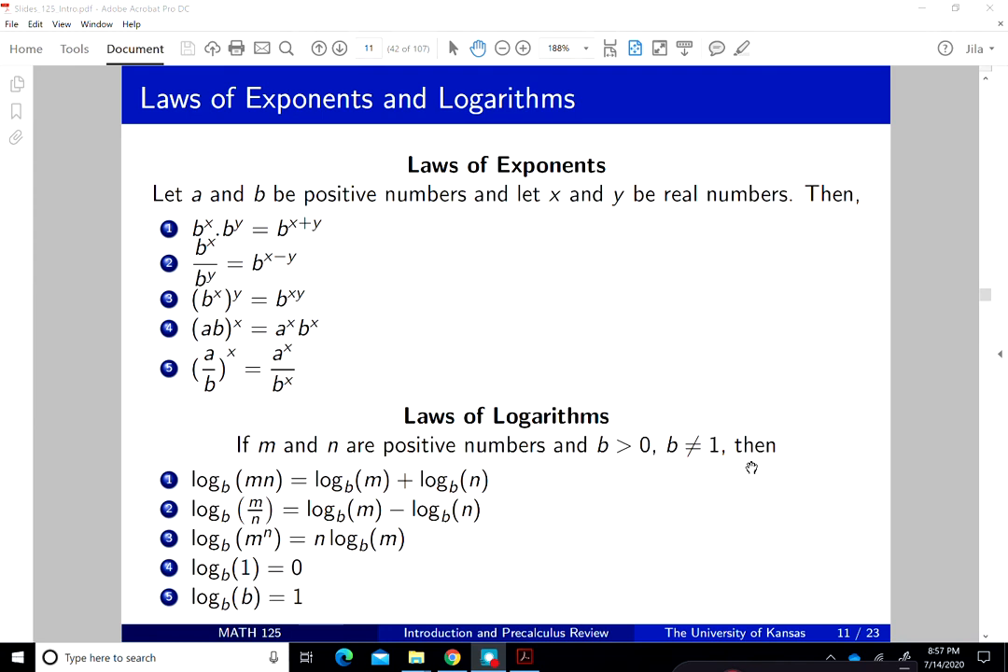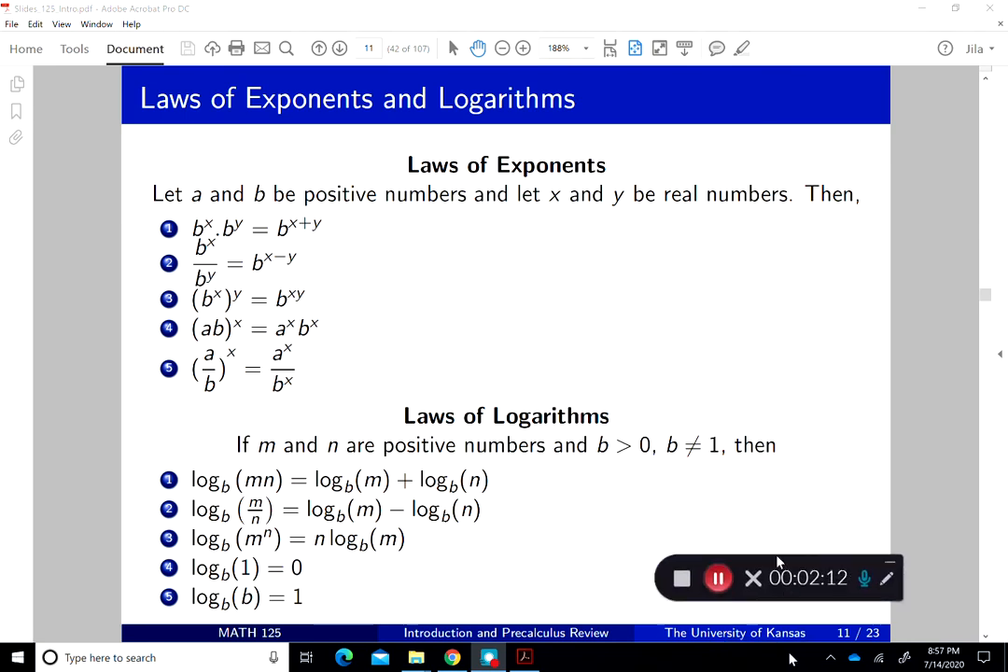Then log base b of the quotient m over n is equal to log base b of m minus log base b of n. Log base b of m to power n is equal to the power comes down, n log base b of m. Log base b of 1 is equal to 0. Log base b of b is equal to 1.